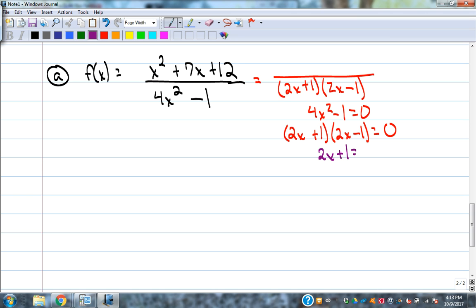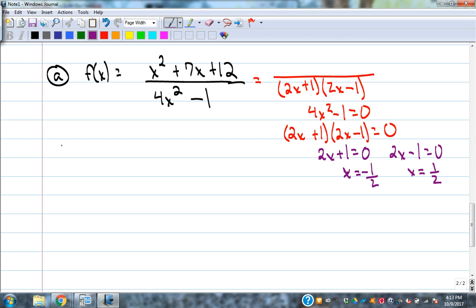2x plus 1 equals 0. 2x minus 1 equals 0. I know that x is going to equal negative 1/2 and x is going to equal positive 1/2. Those are the x values that are eliminated in the domain.